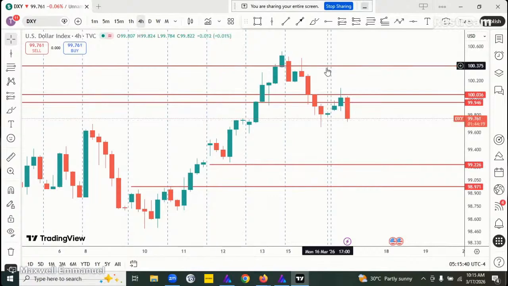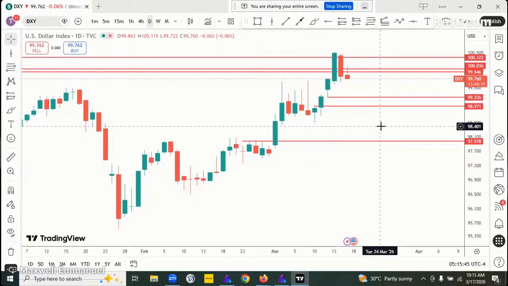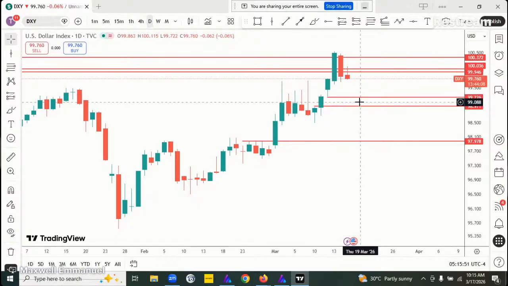It is still bullish. We want to see a reversal on the dollar before we go bullish. See, this is the fair value gap I identified yesterday. I'd love to see price pull back into this fair value gap before taking a buy on dollar. Okay, so that's my expectation for the dollar.